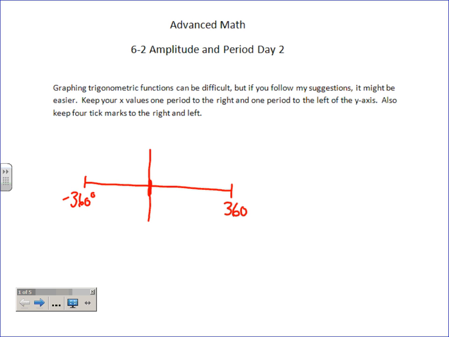Now, as the period of your problem changes, you can change that. Maybe it was 180 degrees, then you would put 180 way out there on the right and 180 here on the left, because I said one period to the right and left. Does that make sense? What I'm also telling you to do then is to also keep 4 tick marks to the right and left. So here's 1, 2, 3. See, there's already a 4th one there.